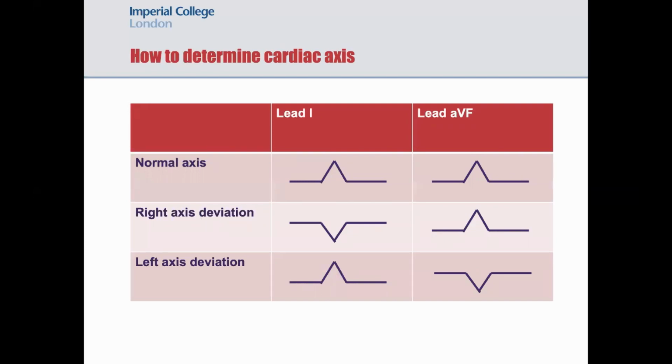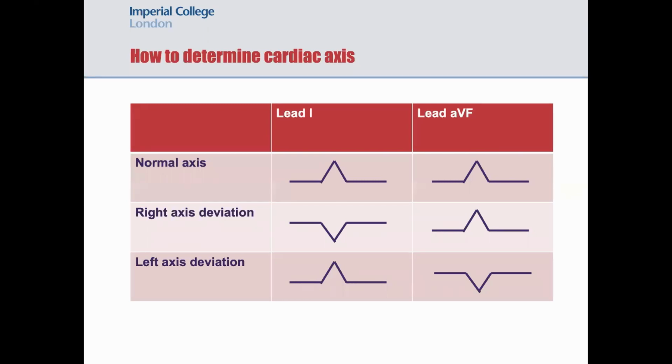However, with right axis deviation, you would have a negative depolarization in lead 1. So when you look at them, the peaks are facing towards each other. And with left axis deviation, you have a negative depolarization in lead AVF. On ECG, the peaks are facing away from each other.